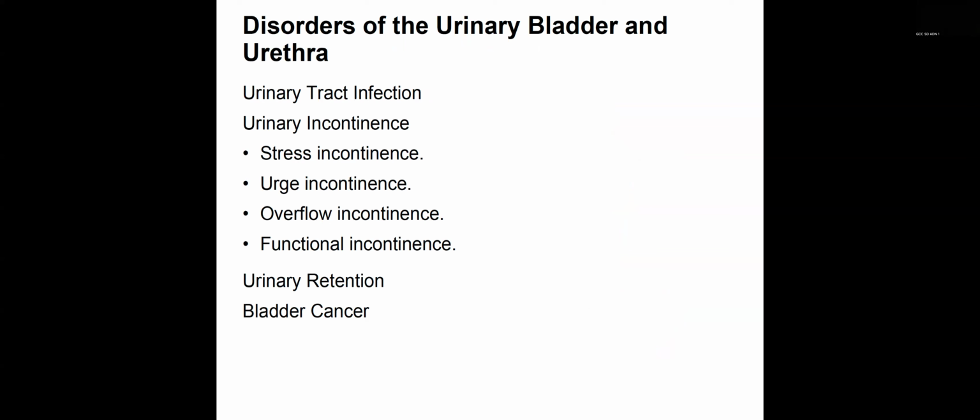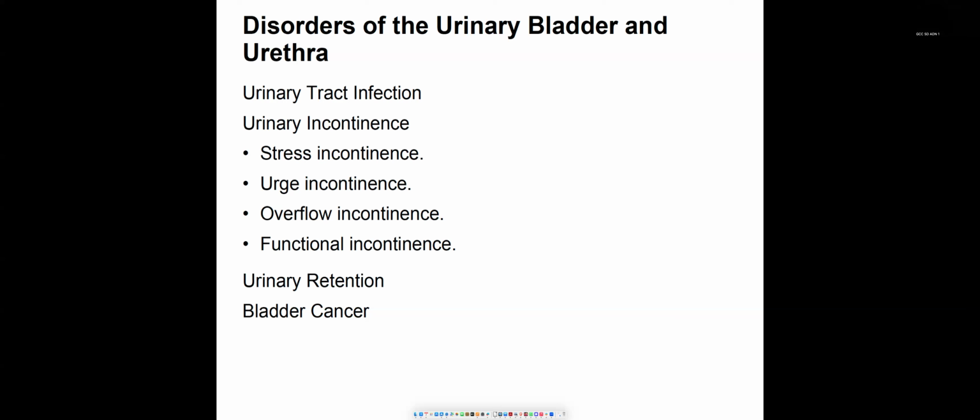Disorders of the urinary bladder and urethra. So you have UTIs, urinary tract infections, that occur when bacteria, often E. coli, invade the urinary tract through the urethra. Diagnosis of urinary tract infection is made through urinary analysis, and the treatment of urinary tract infection usually refers to some kind of antibiotic.